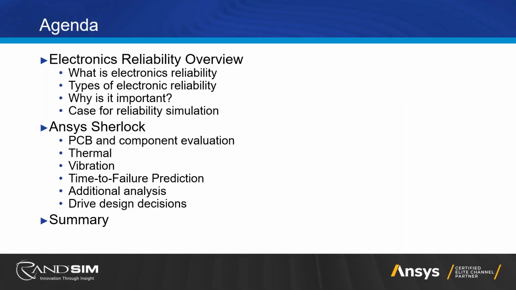So just a quick little agenda here. First, we're going to do a quick overview of electronics reliability. So what is electronics reliability? What are the different types? Why do we care about it? And really the case for why we should be considering doing reliability simulations. And that's going to branch into a solution that I'd love to talk about, which is Ansys Sherlock. Sherlock is an electronics reliability tool, specifically for PCB evaluation, and some of the things that we're going to go into are thermal analysis, vibration, time to failure prediction, and how that can assist us to drive educated engineering design decisions.